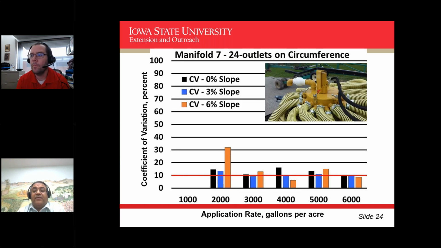This particular one had 24 outlets on its circumference. This is for one of the large toolbars where you would have 24 toolbar points, and bottom feed, all outlets on the circumference. And I would say in this particular case also, at 2000 and higher application rate, we were doing pretty good. The manufacturer did tell us that below 2000 they would not recommend using this particular manifold, but very easily you can see on the distribution there for the entire range of application rates and slopes.